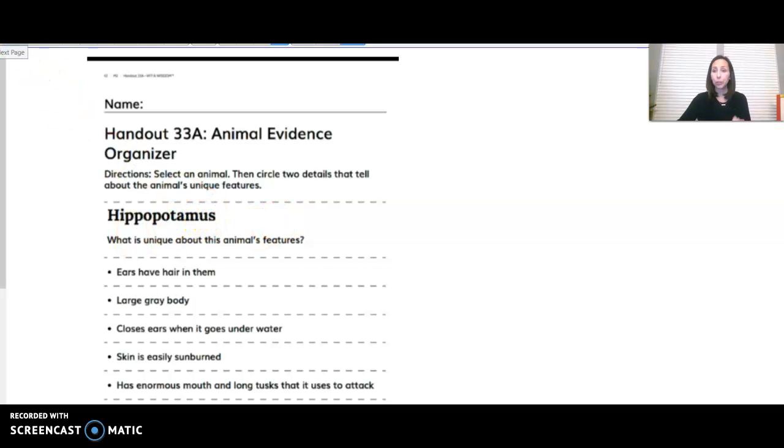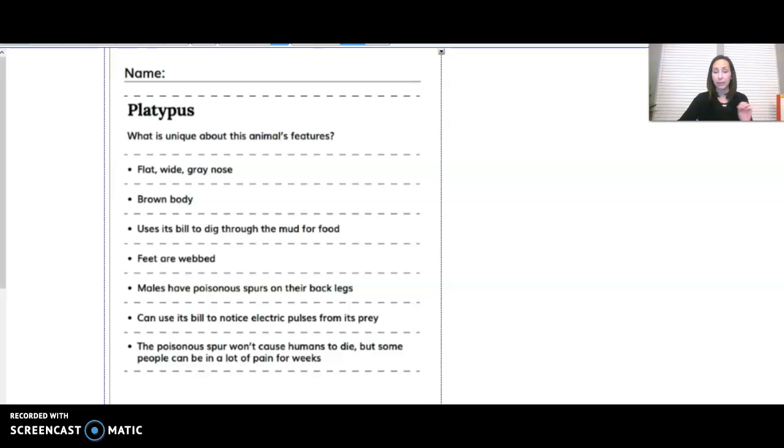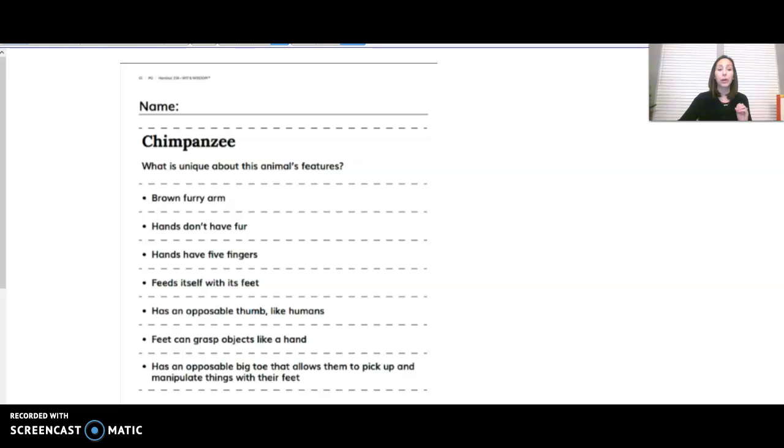Once you choose your animal, and this is where it gets a little tricky, there's a couple steps here. If you notice on this page of whichever animal you chose, there are different details about that animal, but the details are about some of the different features.